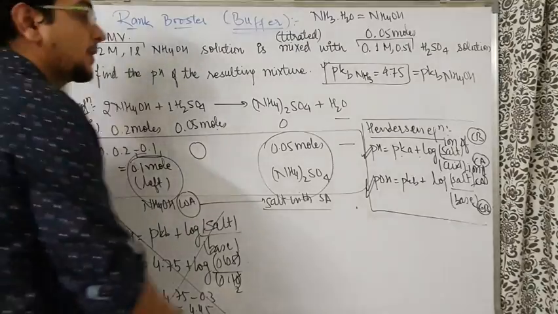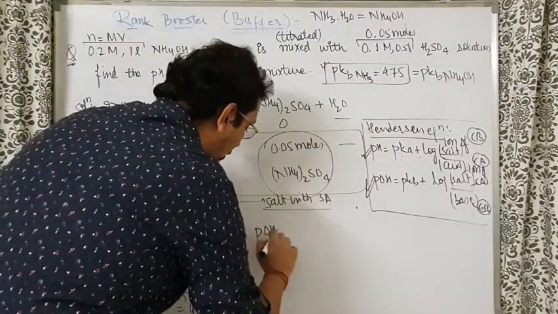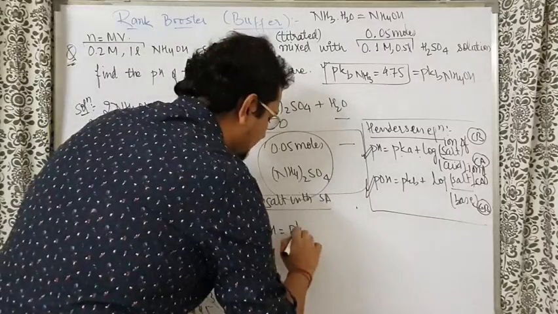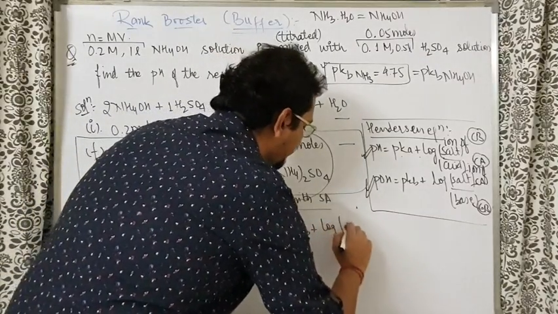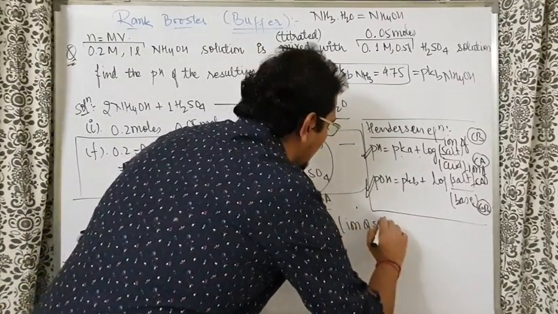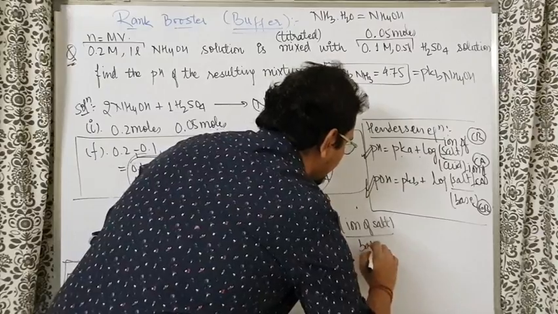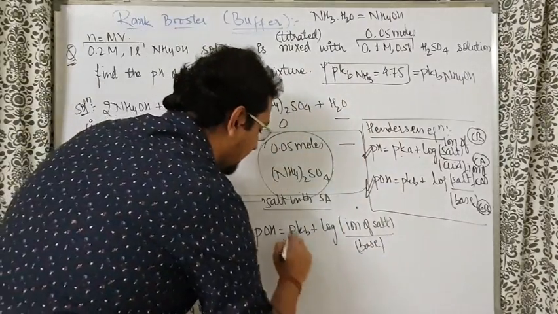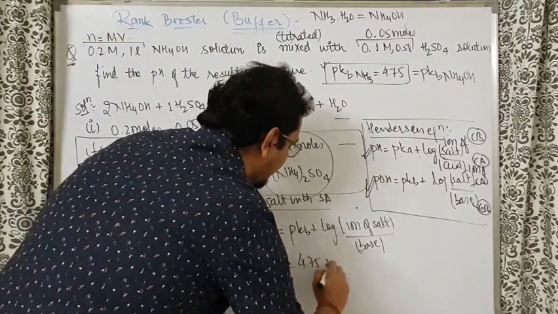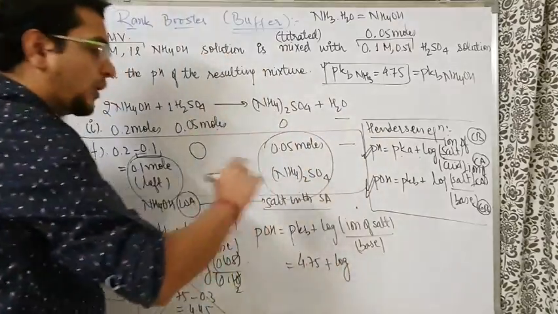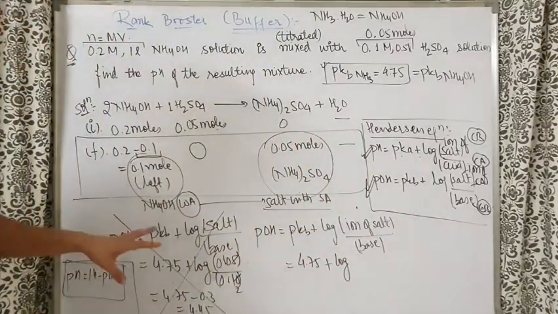Why sir? Understand. pOH, apply the correct formula, is pKb plus log of ion of the salt by base. So what is the ion of the salt here? Firstly, what is pKb? 4.75 plus log of. Who is the ion of the salt? Ion of the salt here.